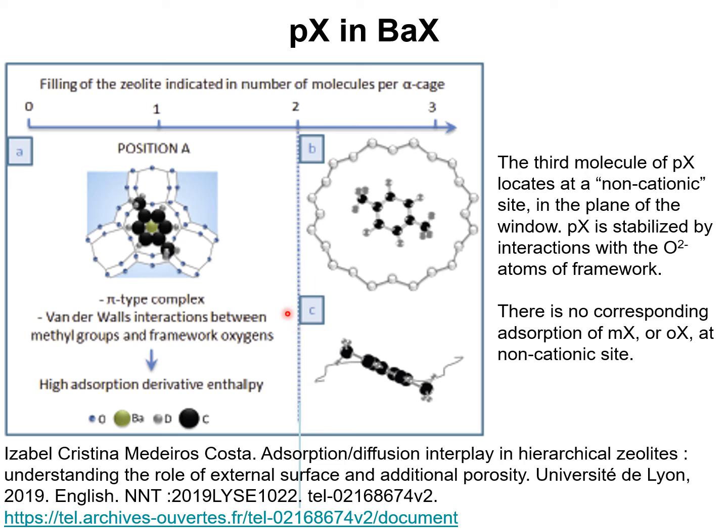So, summarizing, the difference in the adsorption of the meta-isomer and ortho-isomer compared with the para-isomer is that with the para-isomer, the loading of 3 molecules per alpha cage is more easily achieved than with the ortho and the meta-isomer, for which the location of the third molecule per alpha cage is an energy demanding task.